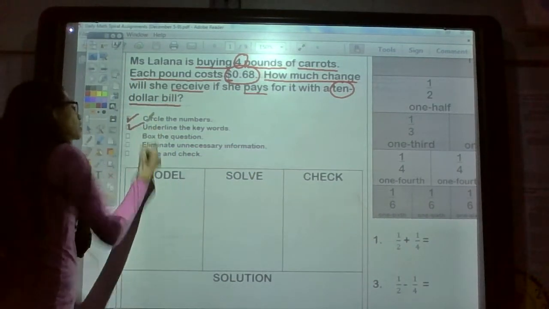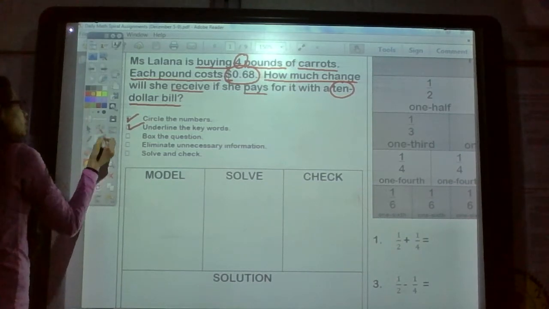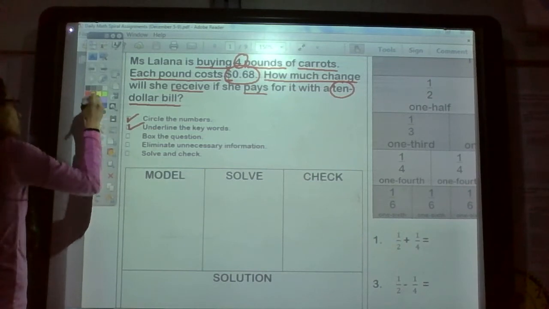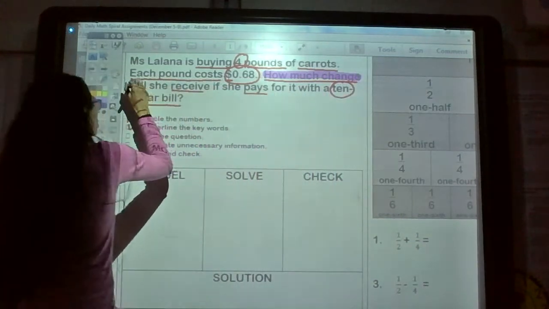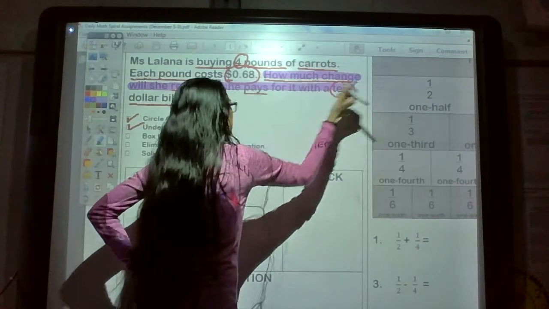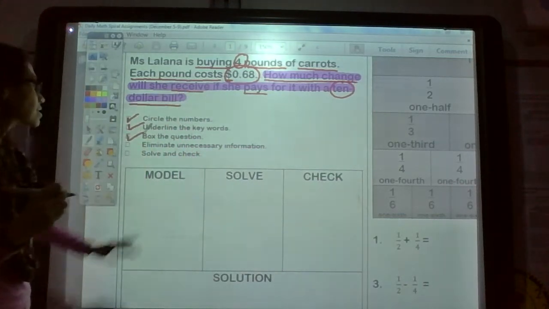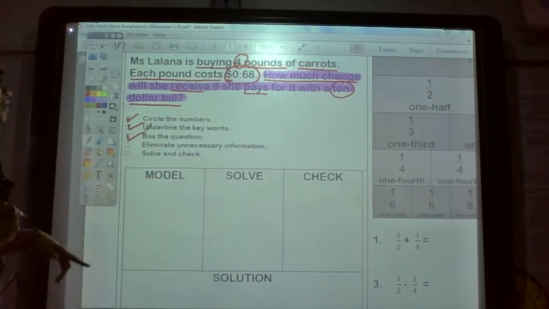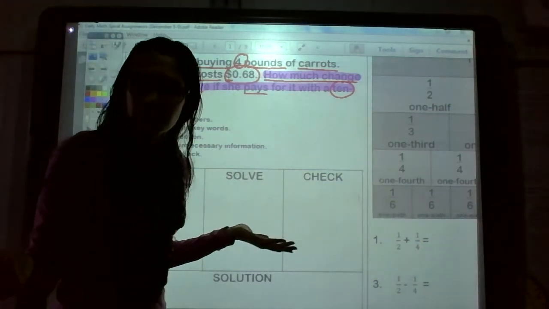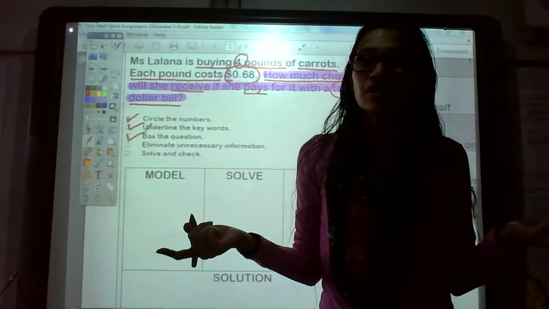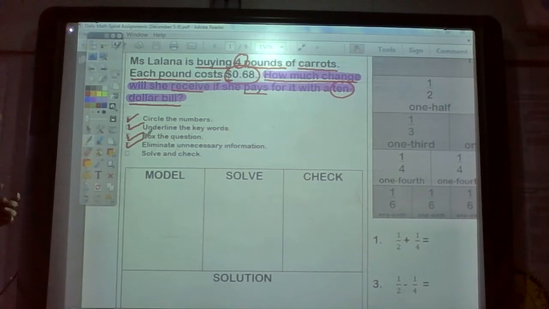Let's check that off. The next step is the B step, to box the question. What question do we have? I'm going to use a highlighter right here. How much change will she receive if she pays for it with a $10 bill? That's an easy step. Done with that. The next step is the E step. Eliminate unnecessary information. Is there anything in this problem that is unnecessary? That means we don't need it to solve it. No, we need all that information. So that's an easy step. We're done with that. And the last step is to solve and check.